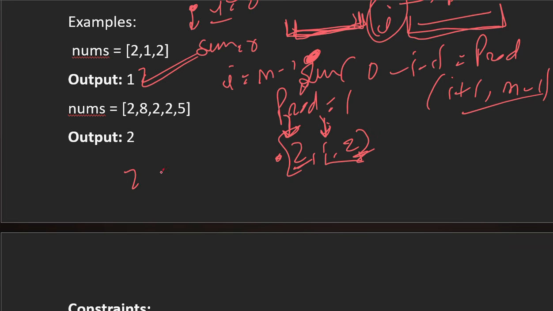Next we are given 2, 8, 2, 2, 5. So if you see here, sum is 0, product is 40, 80, 160, not balanced. Then this sum is 2, product is 20, not balanced. Then we'll check this element. Sum is 10, product is 10. So if sum and product are equal, our index is 2. So we return the index.